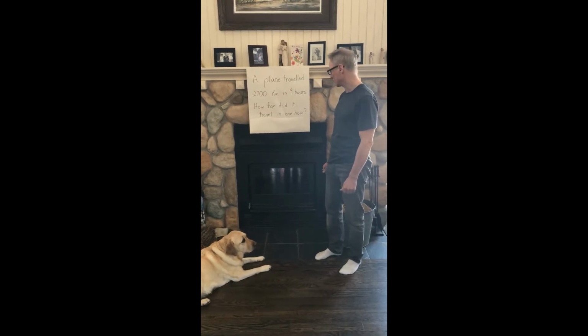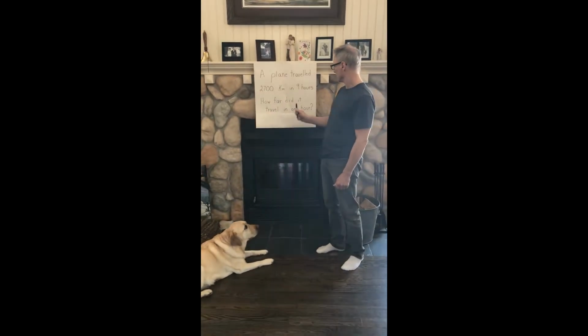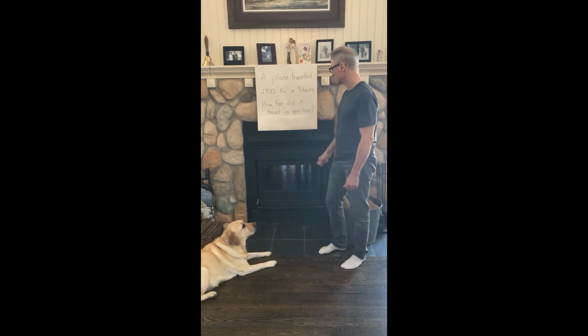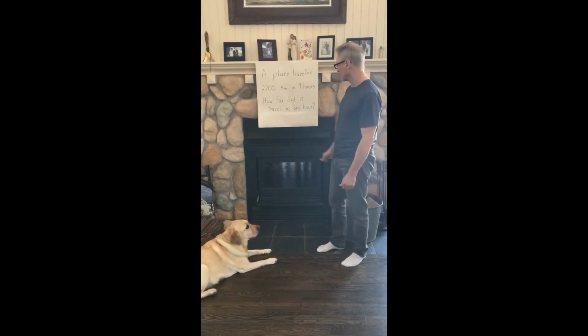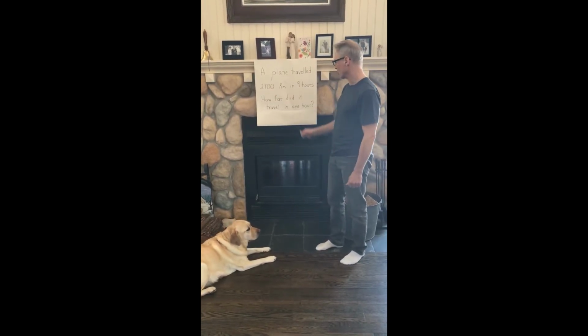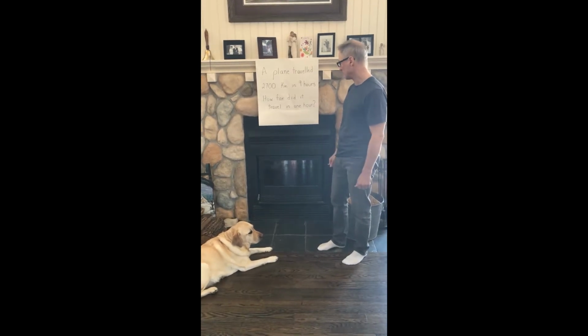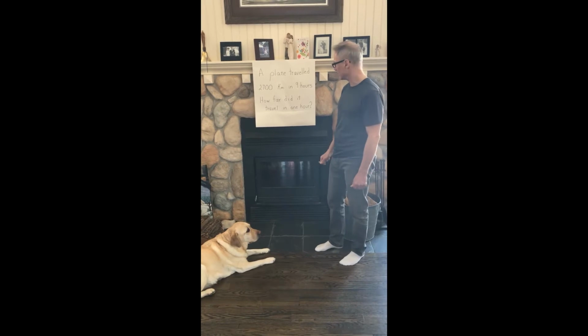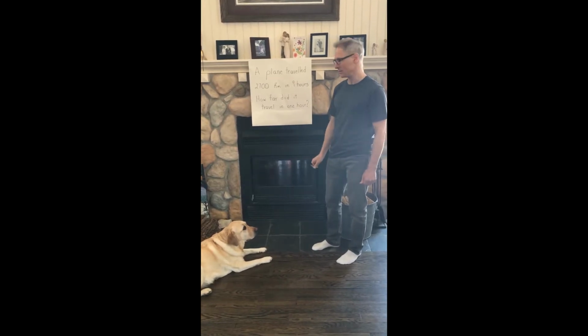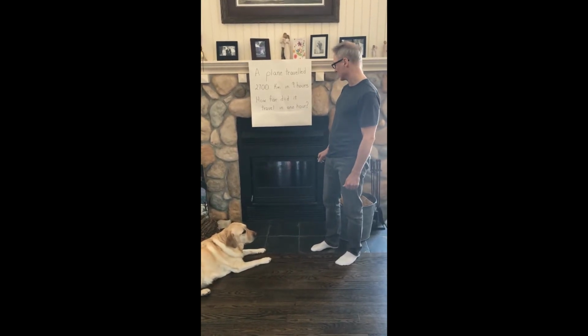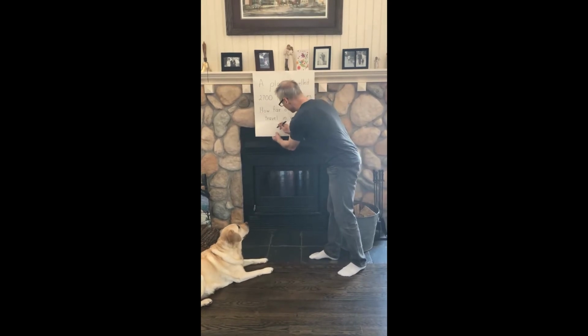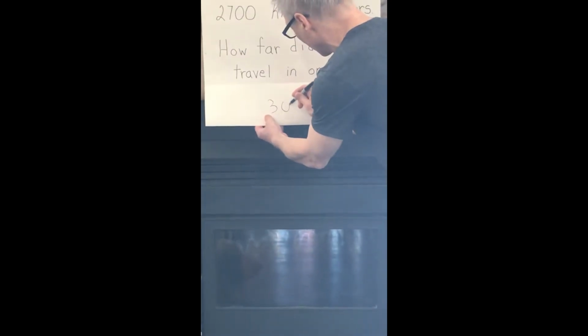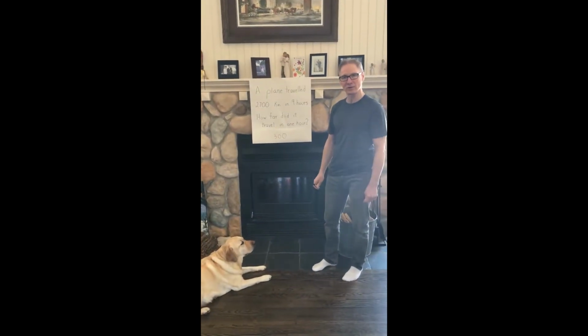I'm going to try to do it in my head myself. So 9 doesn't go into 2, but it does go into 27. So 27 divided by 9 is 3, and 0 divided by 9 is 0, and 0 divided by 9 is 0. So I think the answer is 300 kilometers in 1 hour. Hope that's the answer you got as well.